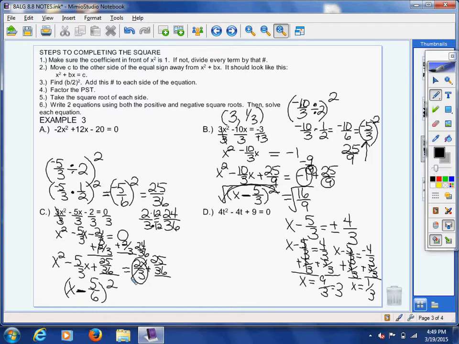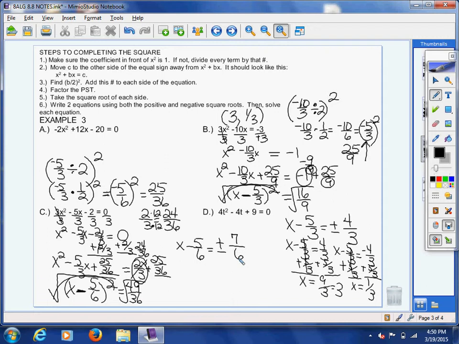So we need to add 24 and 25 together, and that's going to give us 49/36. Now I'm going to leave it that way. Guess what? Both of those numbers, 49 and 36, are perfect squares. We can take the square root of those numbers. So now we're going to take the square root of each side. We've simplified. I have x minus 5/6 is equal to positive or negative, and you need to take the square root of both the 49 and the 36. Square root of 49 is 7, square root of 36 is 6, and there you go.